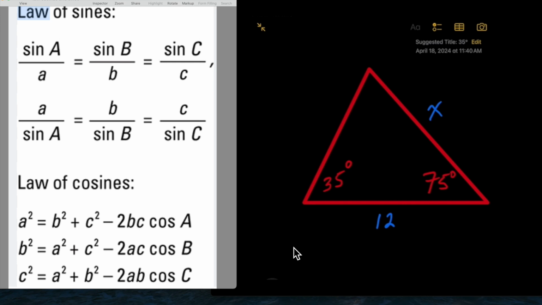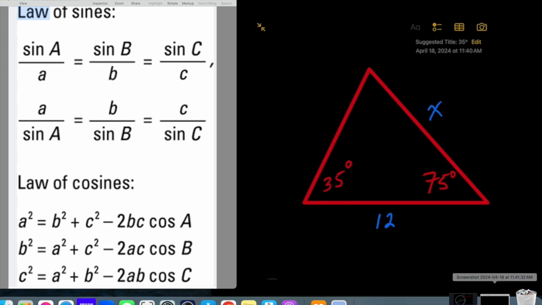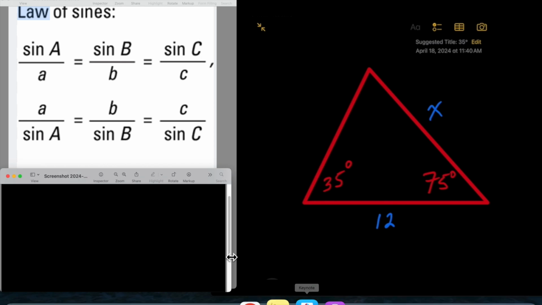In this video, we're going to talk about the use of the law of sines and cosines to solve a word problem involving an inscribed triangle that's inside a circle. So here you see both laws listed, and I want to focus on the law of sines first.